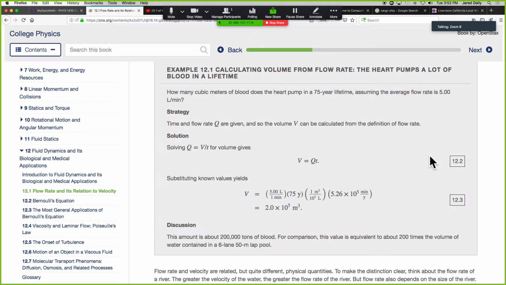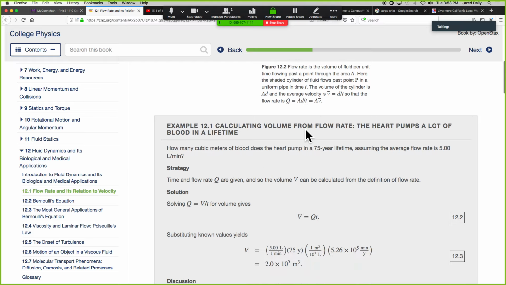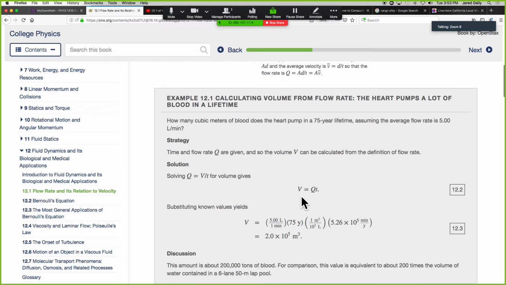So your heart will pump 5 liters per minute. So that's the flow. 5 liters per minute is the Q. And we want to know how many liters, or how many meters cubed actually, it's going to pump in a lifetime, 75 years, at 5 liters per minute. So we put in the 5 liters per minute for Q, and we put the 75 years in for time after we've solved this equation for volume.